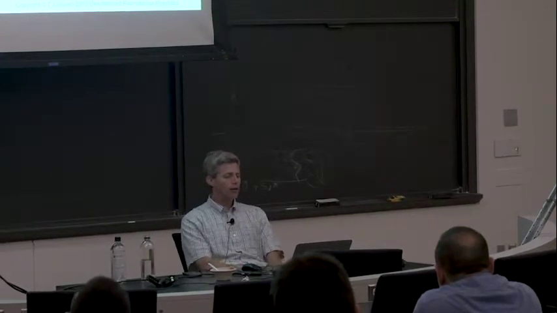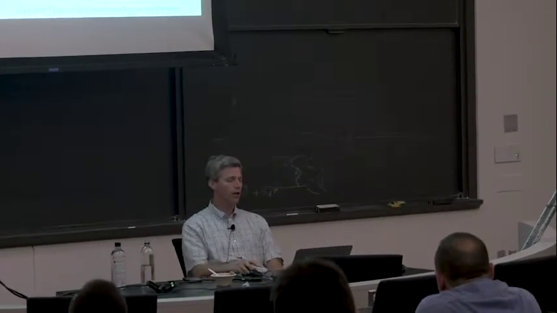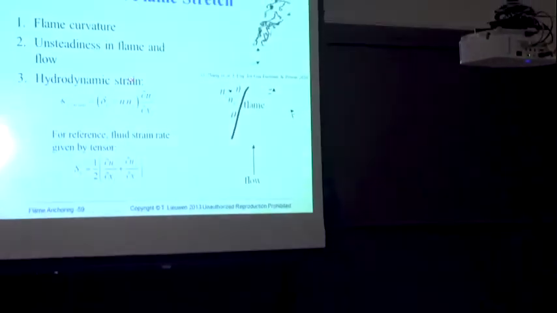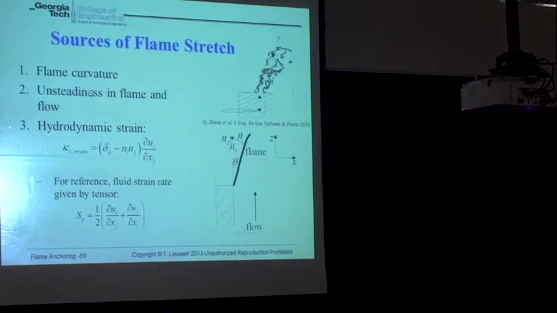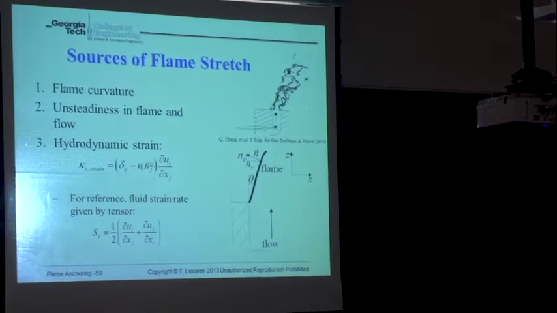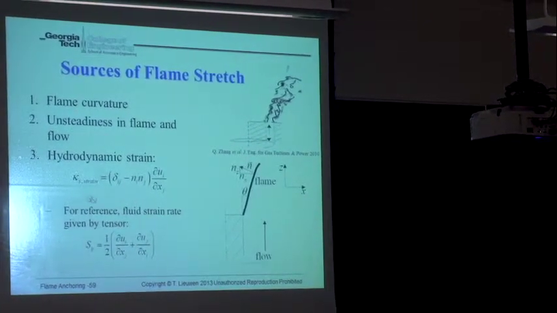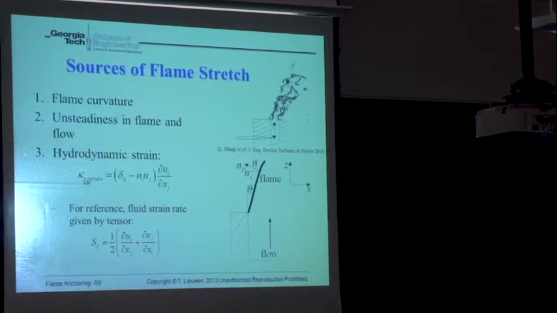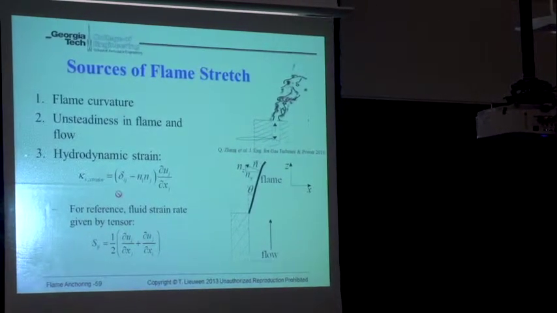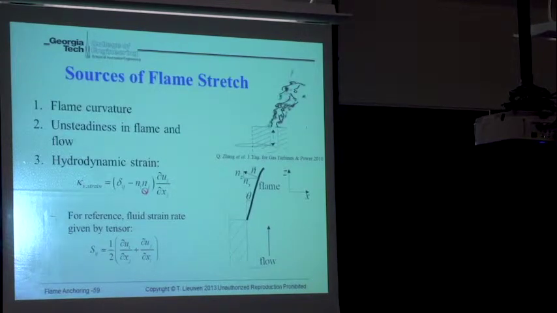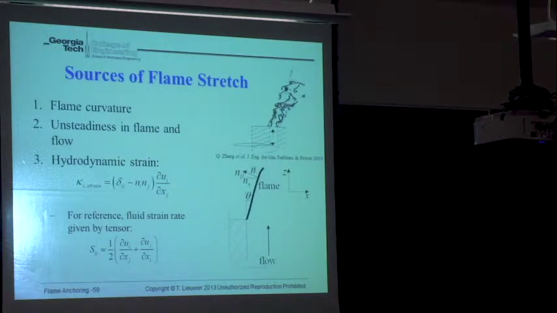Well, okay, what if we go back to how you get flame stretch? You can have flame curvature, you can have unsteadiness in the flame and flow, but you also have hydrodynamic strain. I apologize, there's a little bit of a nomenclature disconnect here. This is kappa S. Is that what I called it before? I forgot. This is that n dot S dot n plus del dot U term for the stretch rate. I called it kappa S and kappa curve. That's right, so this is the kappa S term.